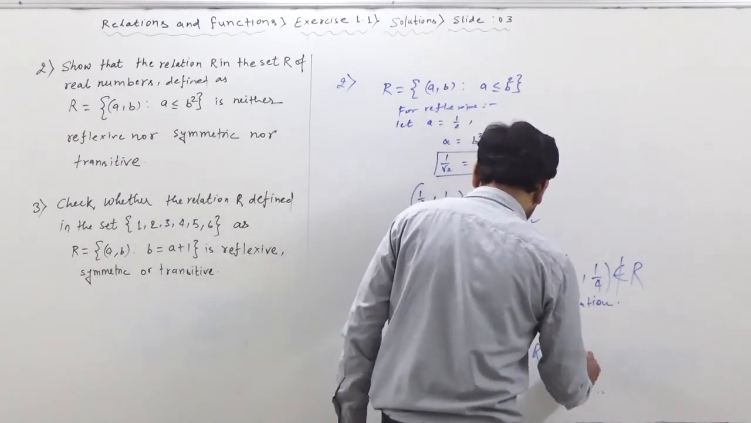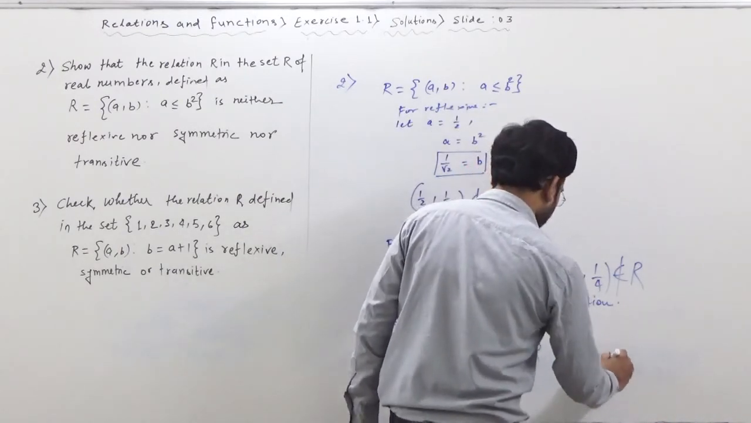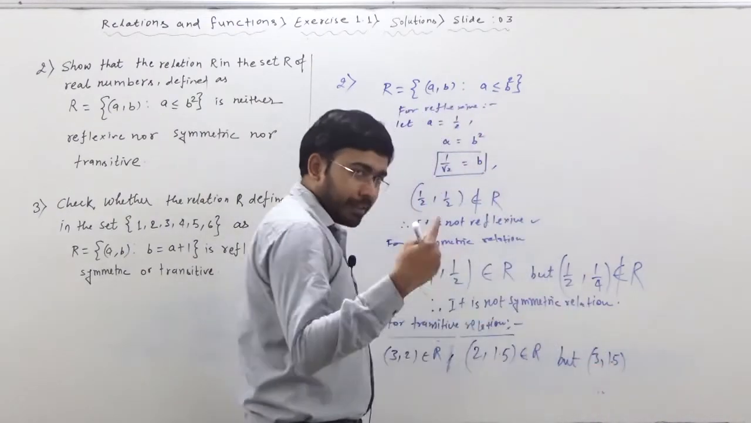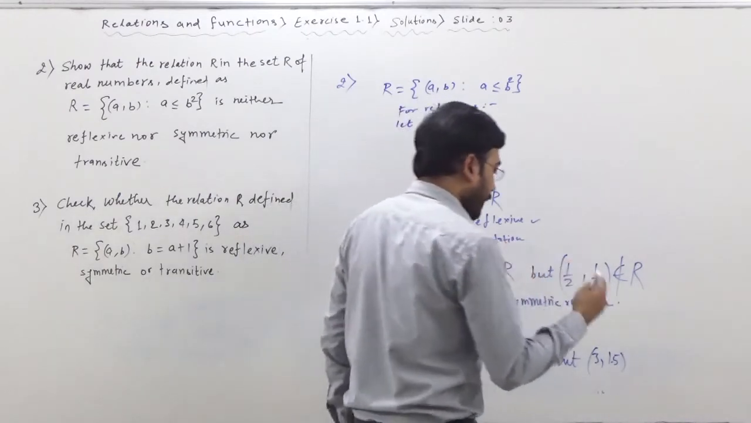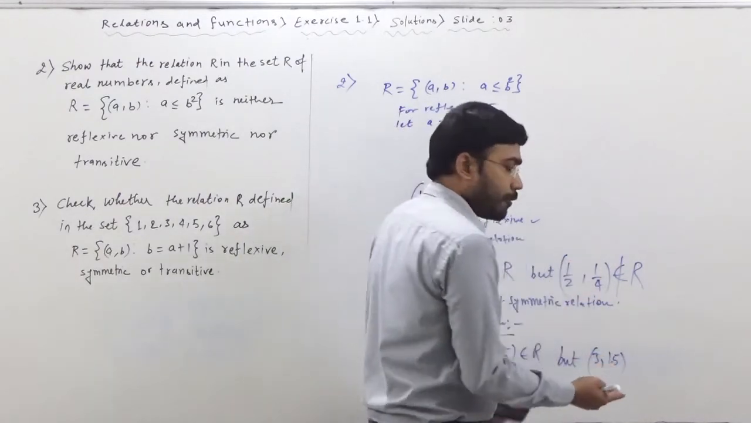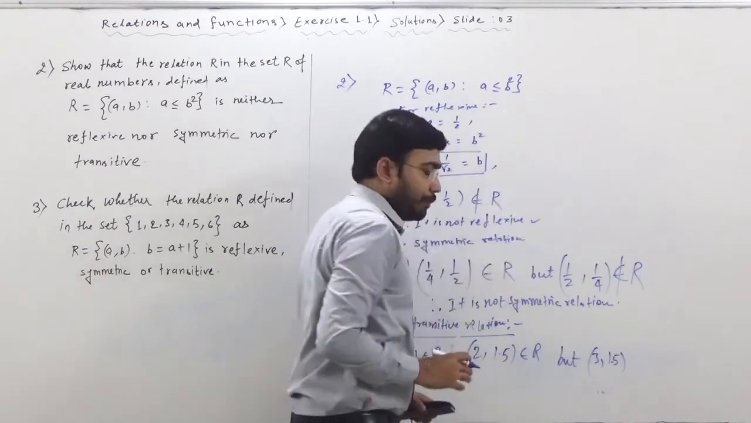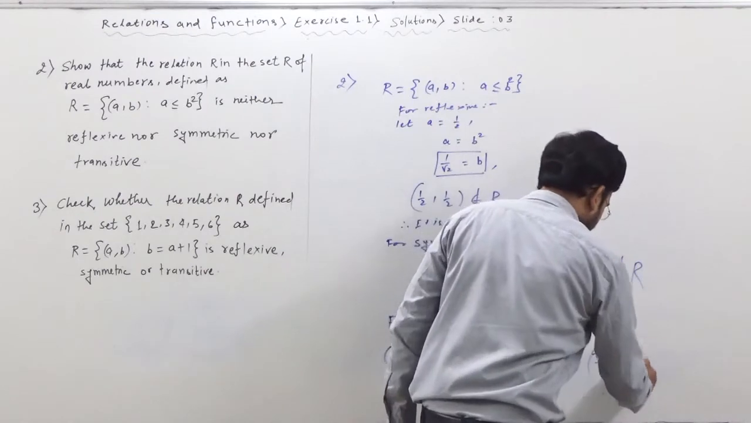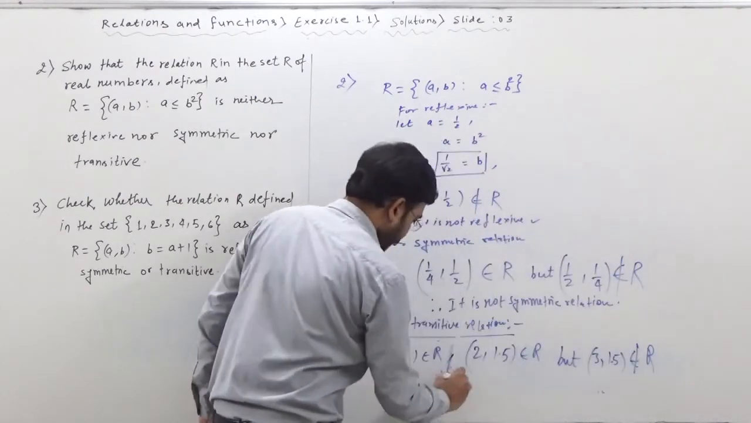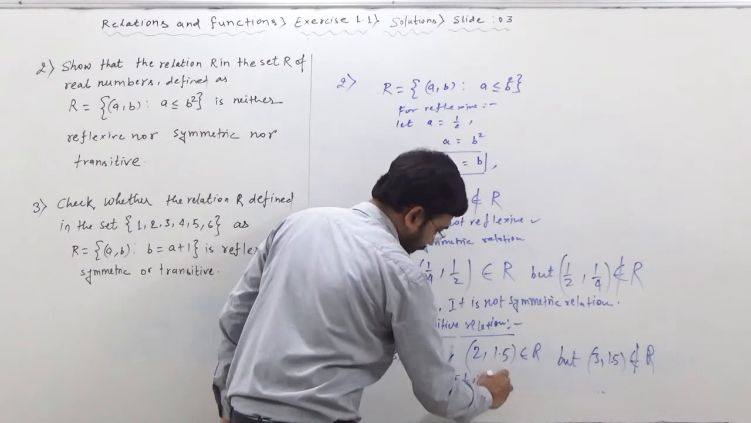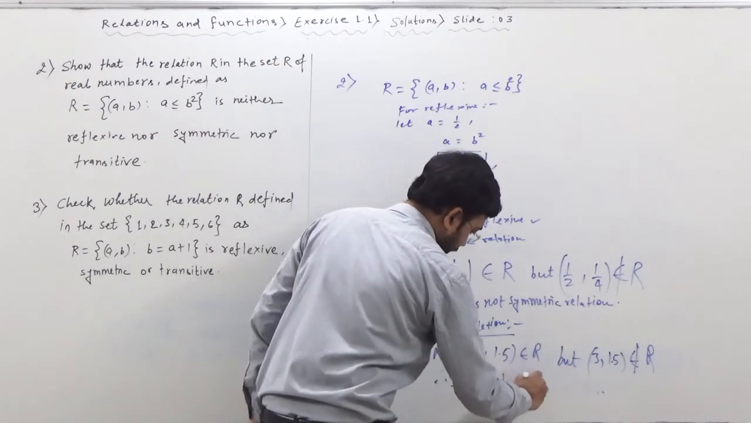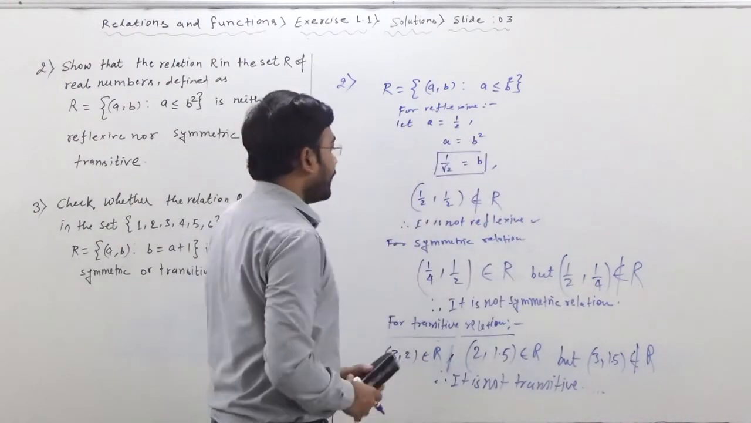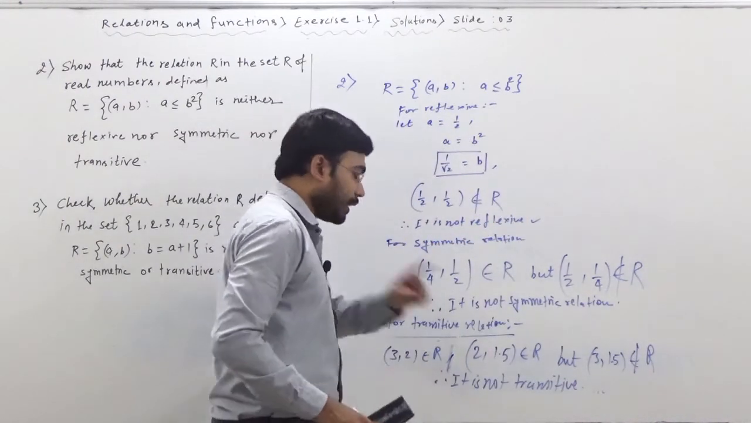But can you tell me 3 comma 1.5 is accepted? 1.5 square will give us 2.25. So 2.25 is of course less, but here it's saying that B square must be greater than or equal to 3. So this is highly impossible. Therefore, it is not transitive. So what is it? This is neither reflexive nor symmetric nor transitive.